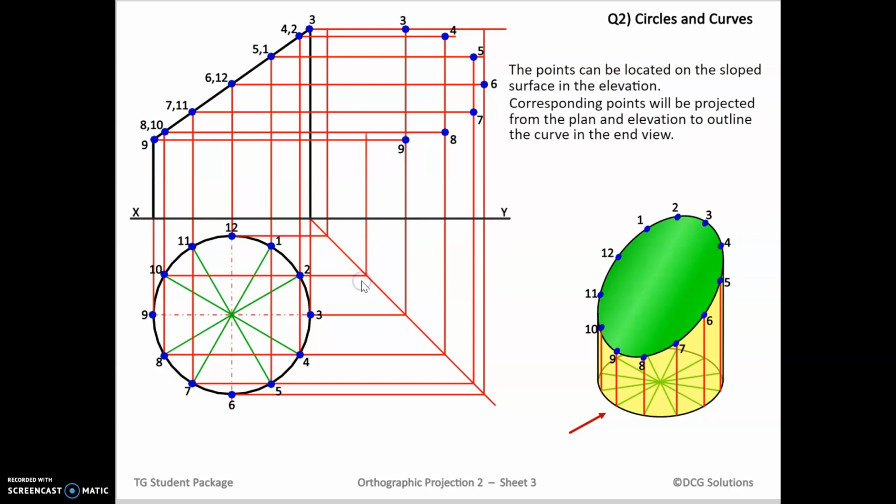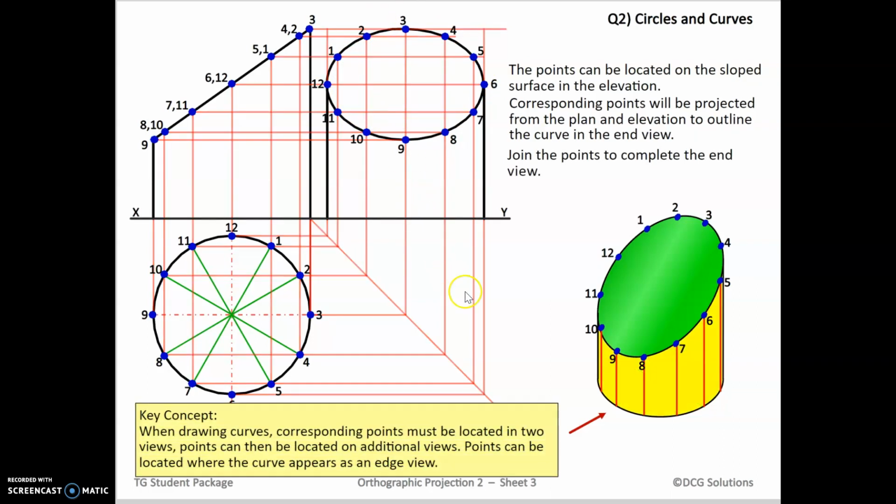Same at 10. Bring it over. Bring it up. We've got all our points now. There's 2 and 10. 11 and 1. And lastly, number 12, which is here. Draw it lightly first. Get it as smooth as you can. And that is the question complete.